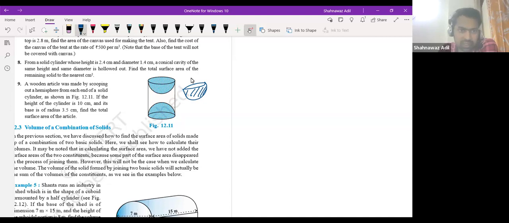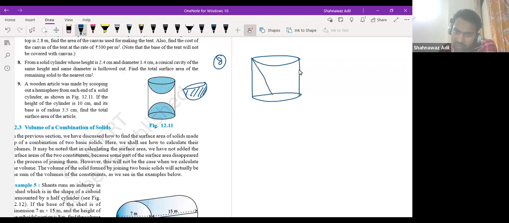Okay, so from a solid cylinder, right? From a solid cylinder, and same diameter is hollowed out. So this conical cavity has been hollowed out, right? This part has been hollowed out. So find the total surface area of the remaining solid to the nearest centimeter square.